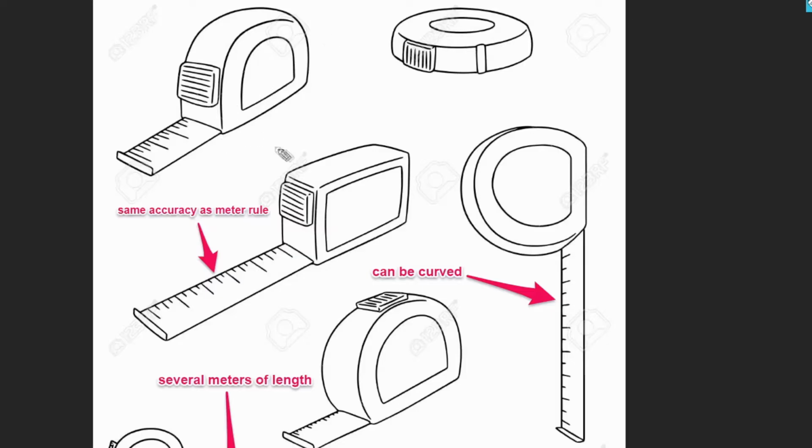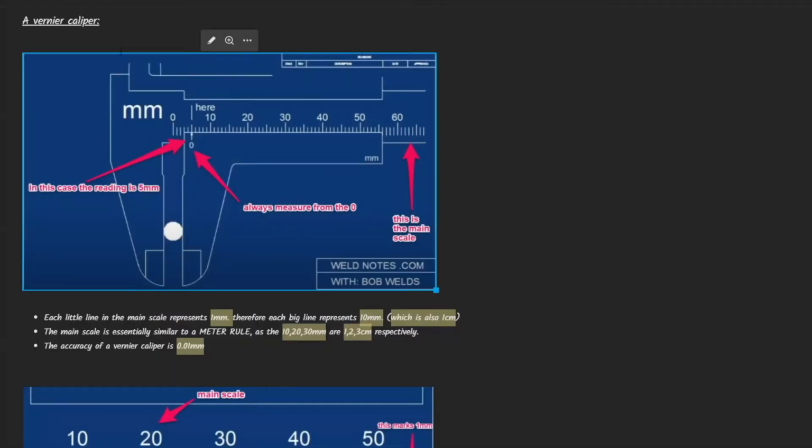As for what a measuring tape looks like, I think you all have also seen what a measuring tape looks like. This is what a measuring tape looks like right here. These are various types of measuring tapes. And again, it has the same accuracy as a meter rule, as you can see. The only difference is that it's pretty flexible and very long in length. Anyways, now we're going to move on to the hard part, which is the vernier caliper and the micrometer screw gauge.